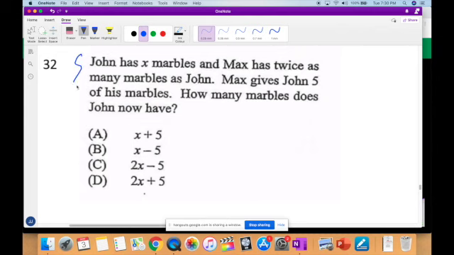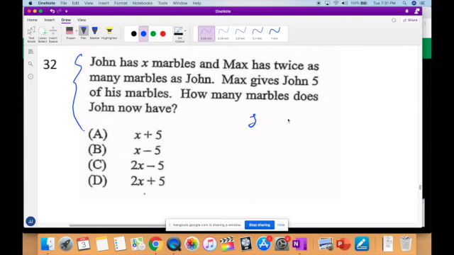This one now, let me see who has this one for me. A is the correct answer. Very good. You want to explain how? Well, I put J for John is equal to X. J for John, and John has X marbles, yes. And M for Max is equal to 2X. Right. Minus 5. Right. So I put J is equal to X plus 5. Right, very good. So let me just explain it a little bit better.